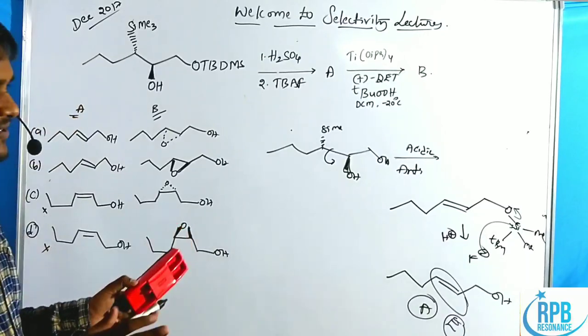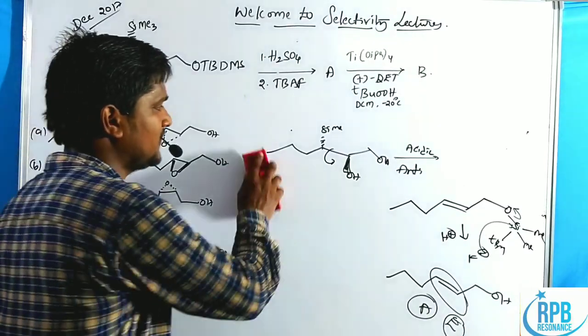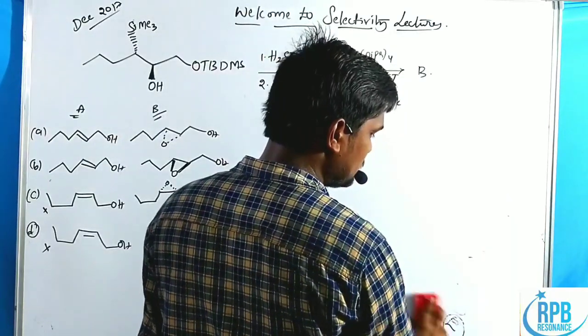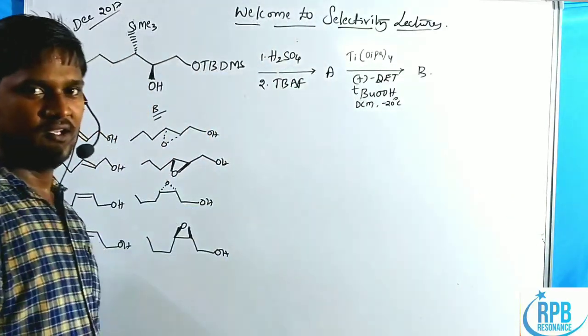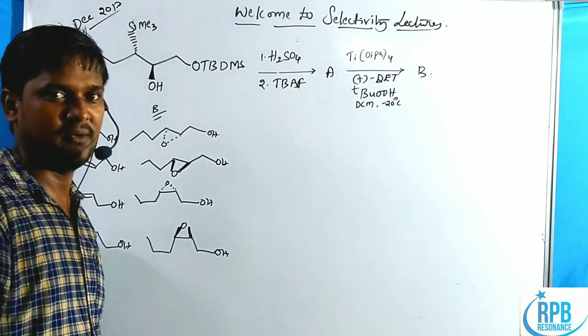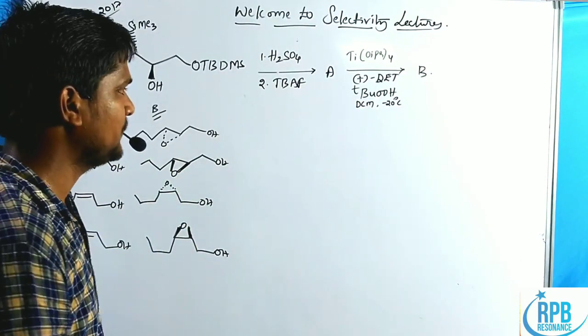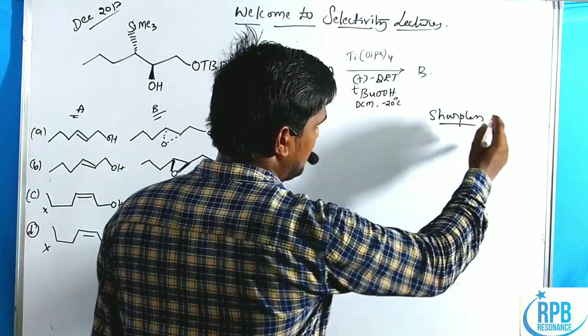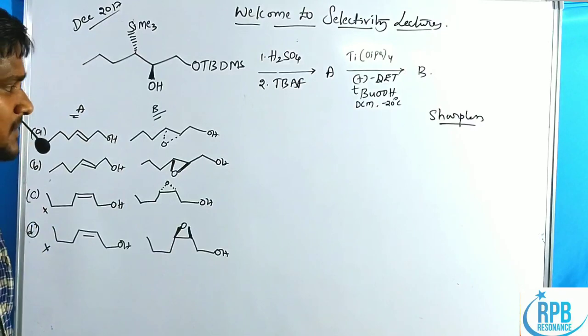Now let us go through the second case, that is Sharpless asymmetric epoxidation. If you have any doubt regarding Peterson olefination, just watch the Peterson olefination video on CSIR-NET Advanced Named Reactions. I'll explain it in a very clear manner. Now we'll go through the Sharpless epoxidation. I'll explain briefly the asymmetric Sharpless epoxidation.